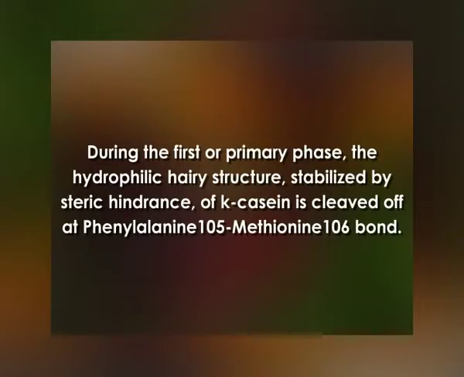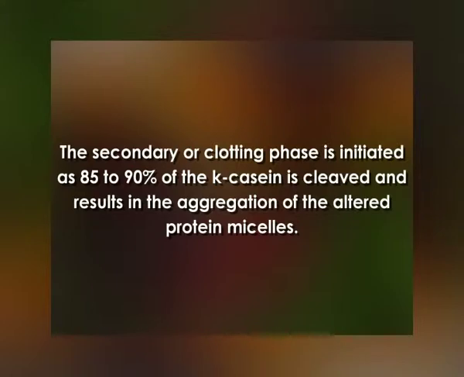During the first or primary phase, the hydrophilic hairy structure stabilized by steric hindrance of kappa casein is cleaved off at the phenylalanine 105-methionine 106 bond. The secondary or clotting phase is initiated as 85 to 90% of the kappa casein is cleaved and results in aggregation of the altered protein micelles.